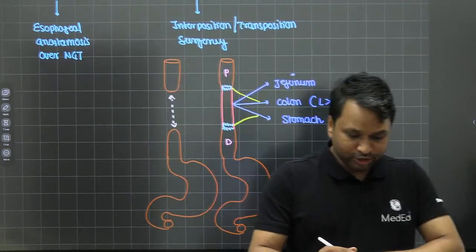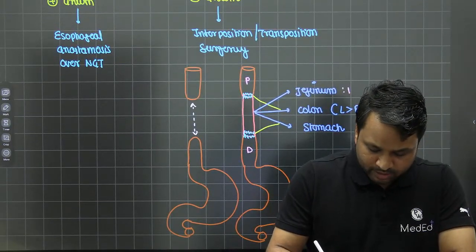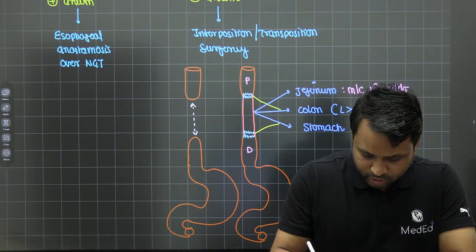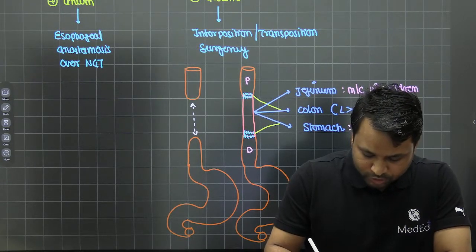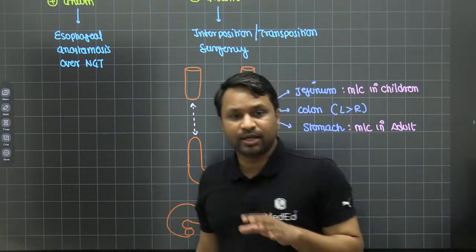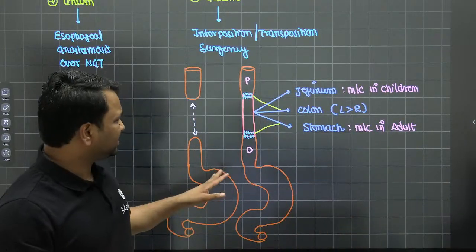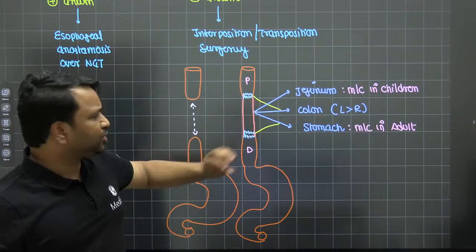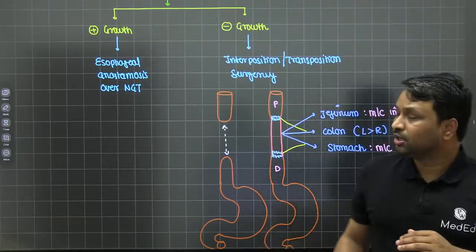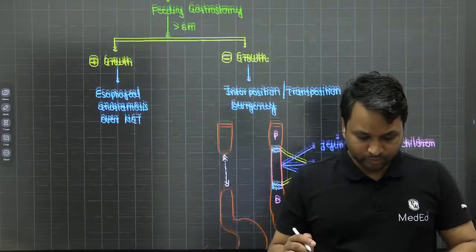But remember, in children, the most common is going to be jejunum, and the most common in adults, if you are doing such a transposition surgery, is going to be stomach. As simple as that. Okay. So I've taken this loop, interpositioned it, and done with the surgery. And this is what we do with respect to no growth.